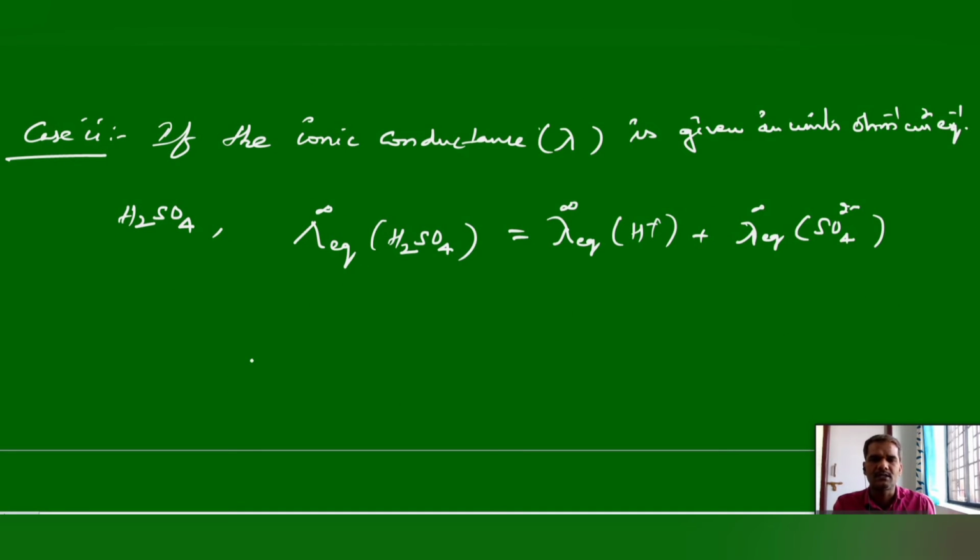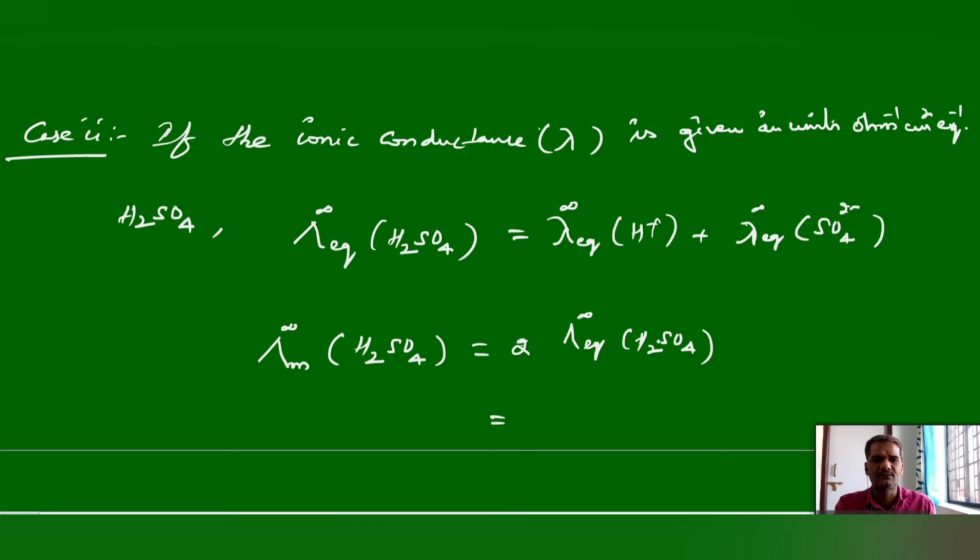But if they ask in terms of molar conductance, in case of molar conductance, what is the formula? The formula is equivalent conductance into n factor. What is the n factor here? 2. So, 2 into the equivalent conductance of H2SO4.